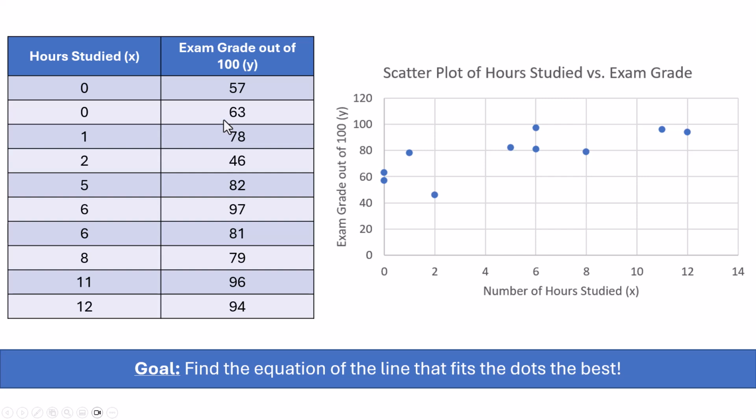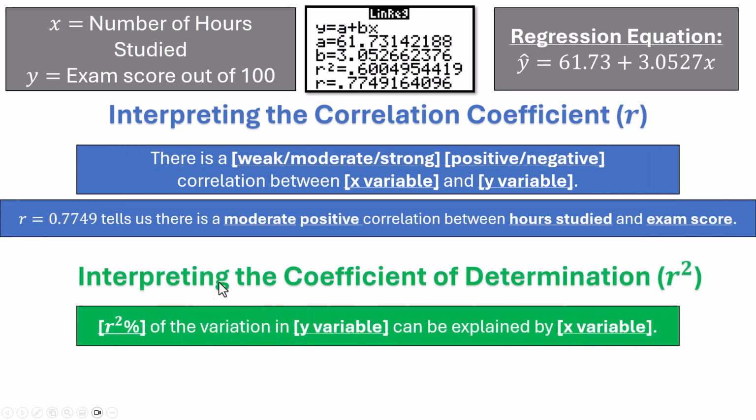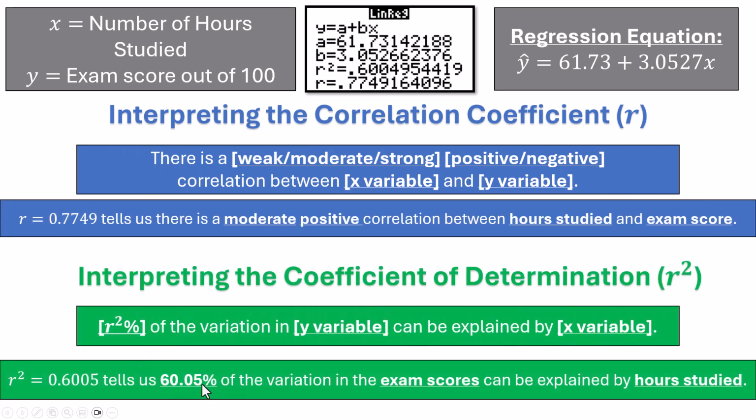Well, one thing that helps explain that variation is our x variable, but it doesn't explain necessarily all of that variation. There could be other variables that could explain more of the variation. But hours studied alone does explain, or get you part of the way to explaining why the exam grades are varying. So in our example, we would say that 60.05%, that's the percentage form of r squared here, of the variation in our y variable, which is the exam scores, can be explained by the x variable, which is the hours studied.